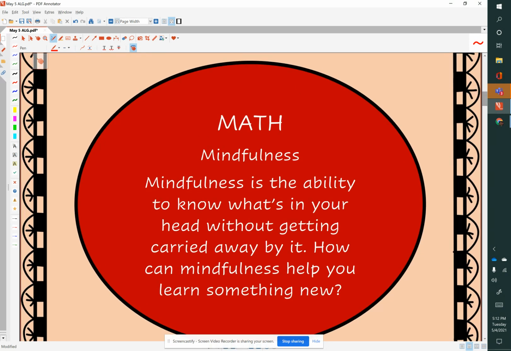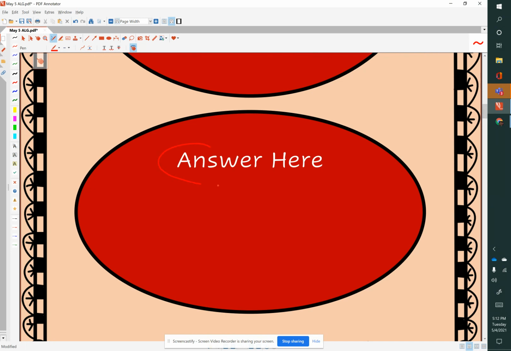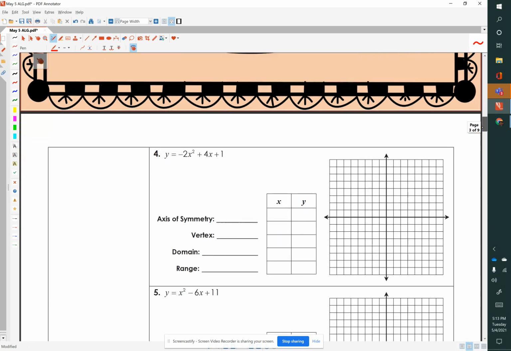Our Do Now today is about mindfulness. That's our theme. Mindfulness is the ability to know what's in your head without getting carried away by it. I love that definition. So how can you use mindfulness to help you learn something new? How can mindfulness help you learn something new? And I'd love you to answer that right there. So let's get started with our lesson.